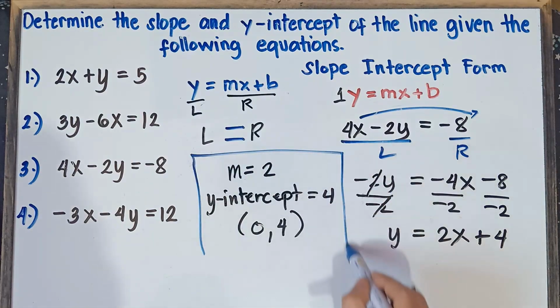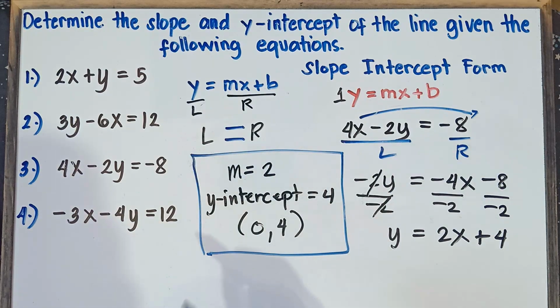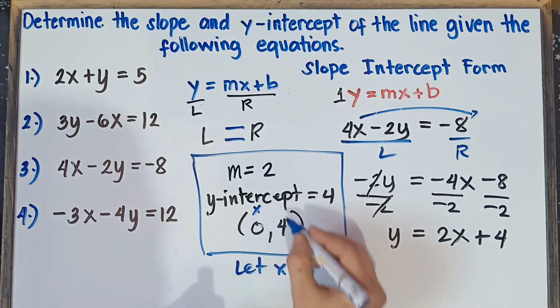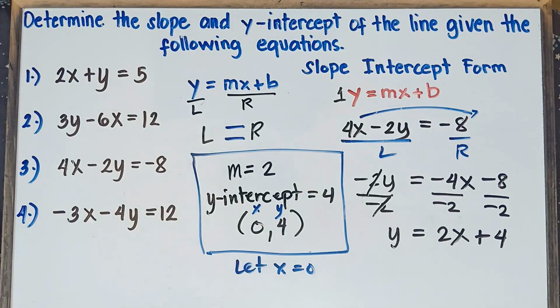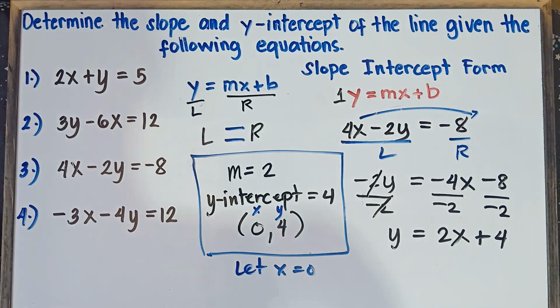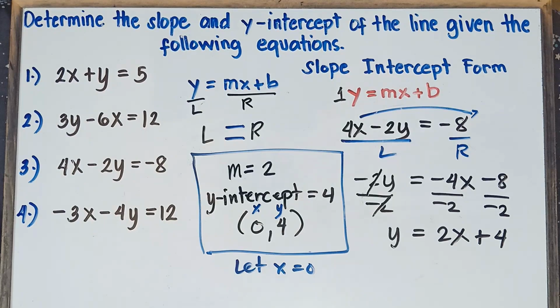Once again, class, for the ordered pair of the y-intercept, let x equal to 0. So x, that would be 0, and then y is positive 4. The value of y, that would be positive 4. All set, class. That's the answer, class, with regards to example number 3. Very easy, right? Now, how about you try this one, class?